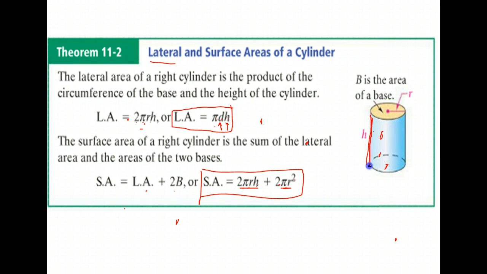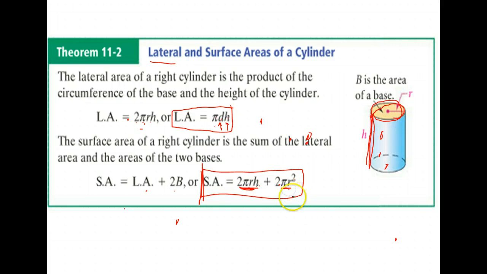the middle part really is a rectangle. Its length is the distance around this circle or the circumference, and its width is the height of the cylinder. So that's where we get that, because 2 pi r gives you the circumference, and then you multiply by the height.